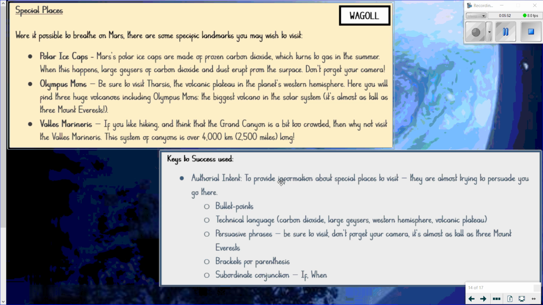Brackets for parentheses to add detail, either to add a fact or maybe to speak to the reader directly in an informal tone. And there are some subordinate conjunctions used as well. We've got "if" used and "when" used. When this happens, if you like hiking. So that gives you slightly different sentence openers there. And then conjunctions, "just" and "as" as well, all of which make sentences slightly longer, which you learned about in years 3 and 4.